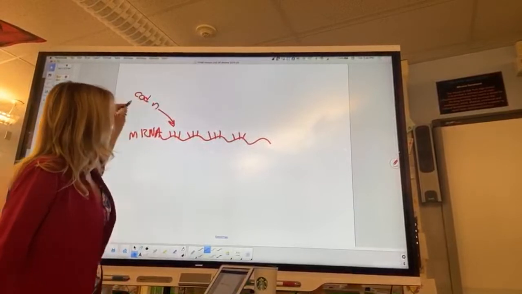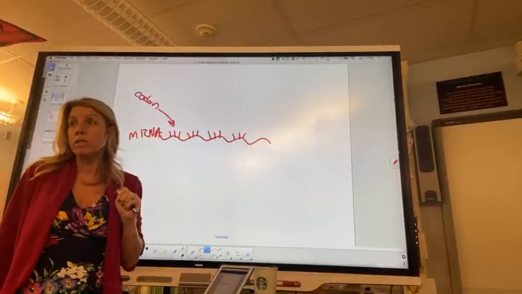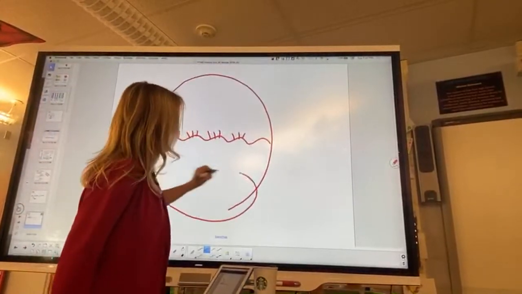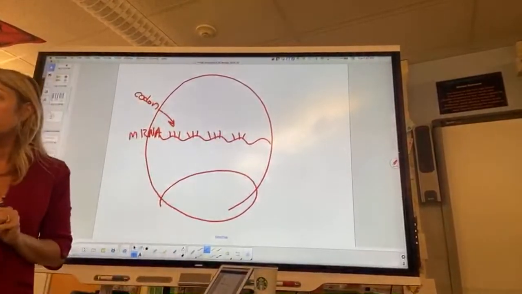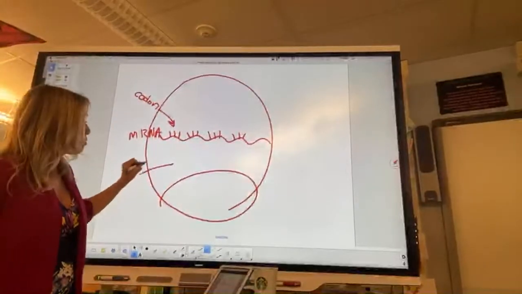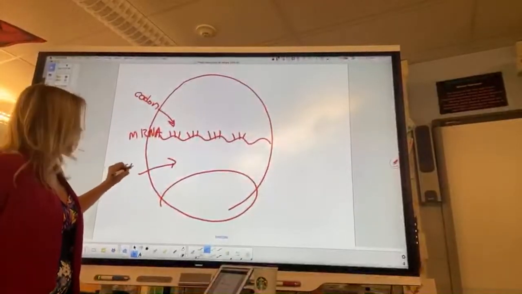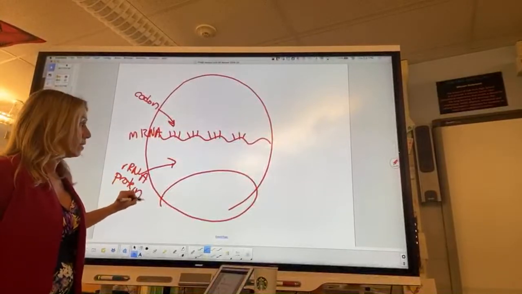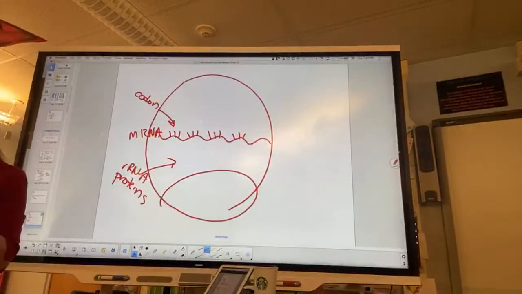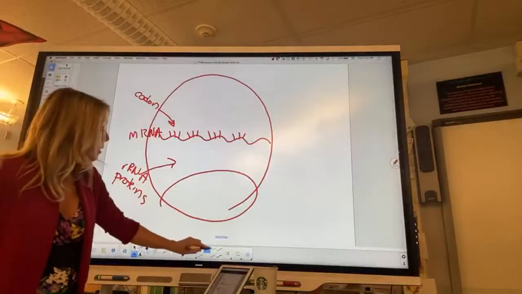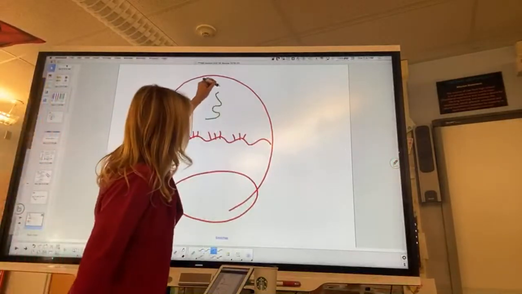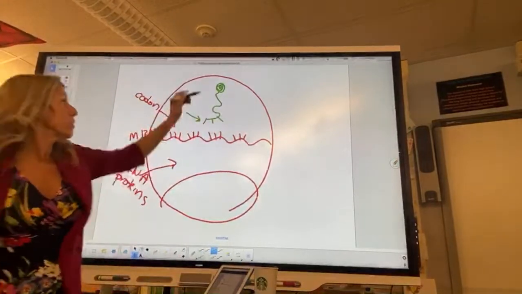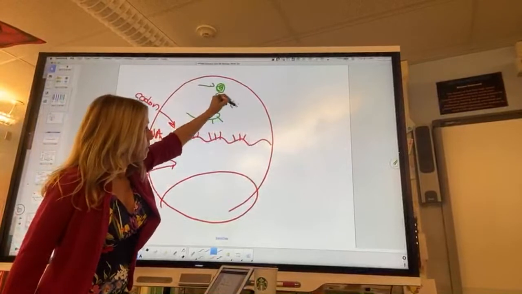Okay, so your mRNA got transcribed from your DNA, yes? It's sitting on a ribosome. Technically, there's a small and a large ribosomal subunit. What is building this ribosome? rRNA and some proteins. And then you would have your tRNA. What is this right here? Anticodon. What's this? Amino acids.